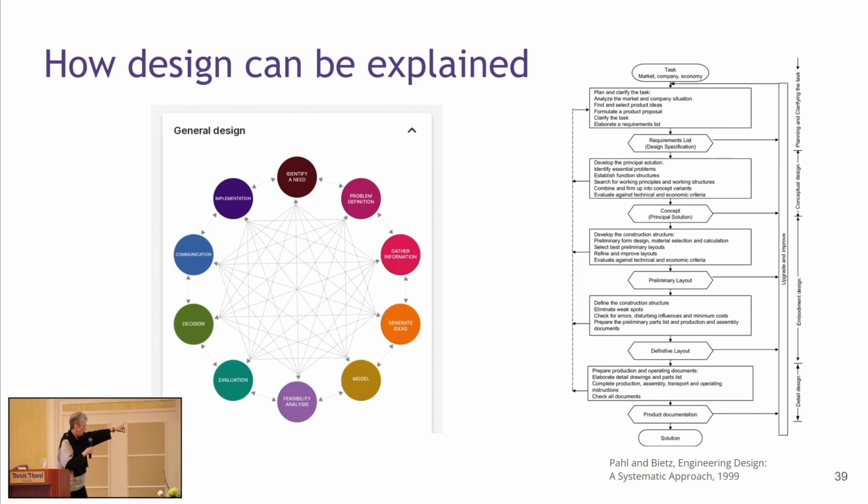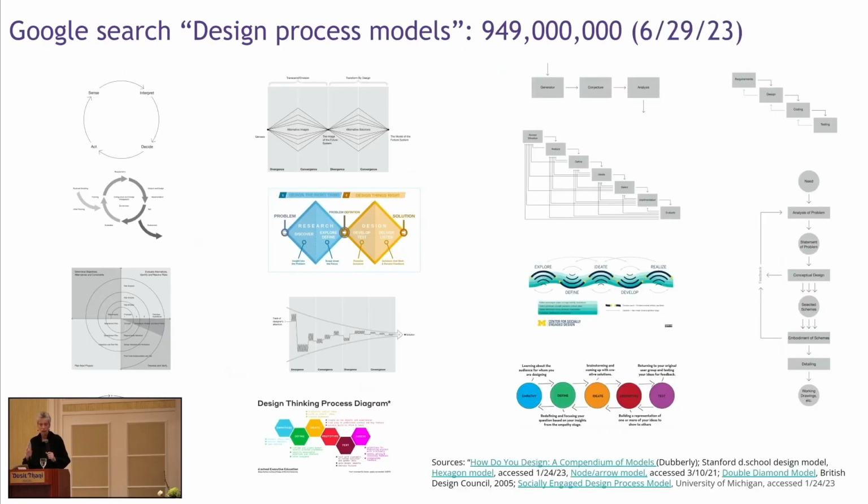This is a prescriptive node and arrow model of the one that we used in our experimental data. The mechanical engineers in the audience will recognize Paul and Beats. There are literally a billion different ways that you can represent design process models. That's what Google says anyway.